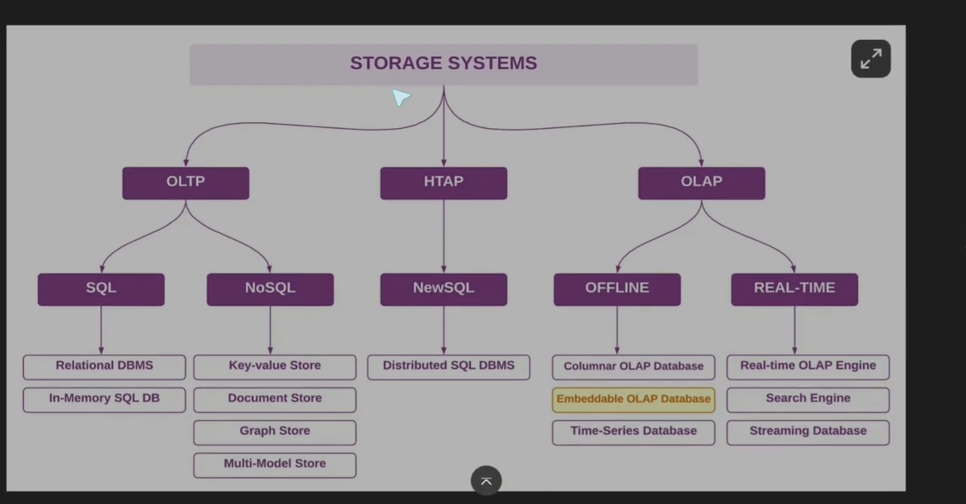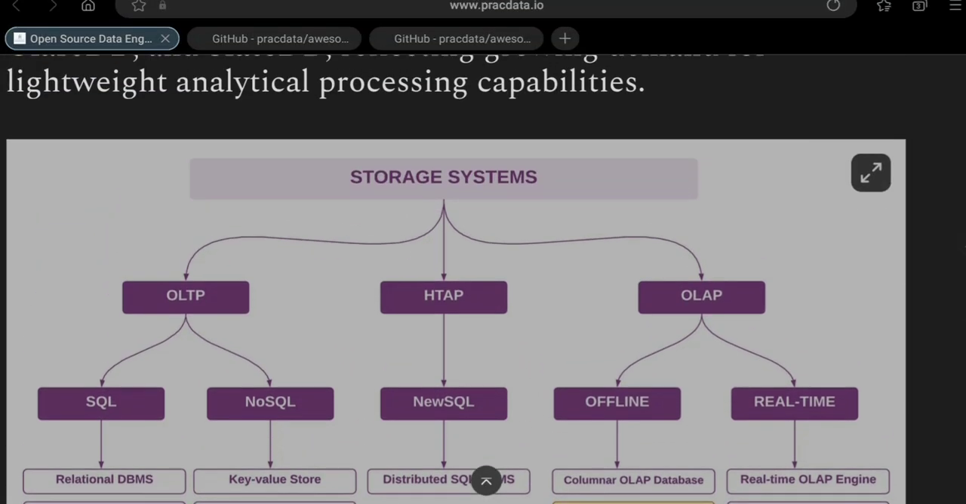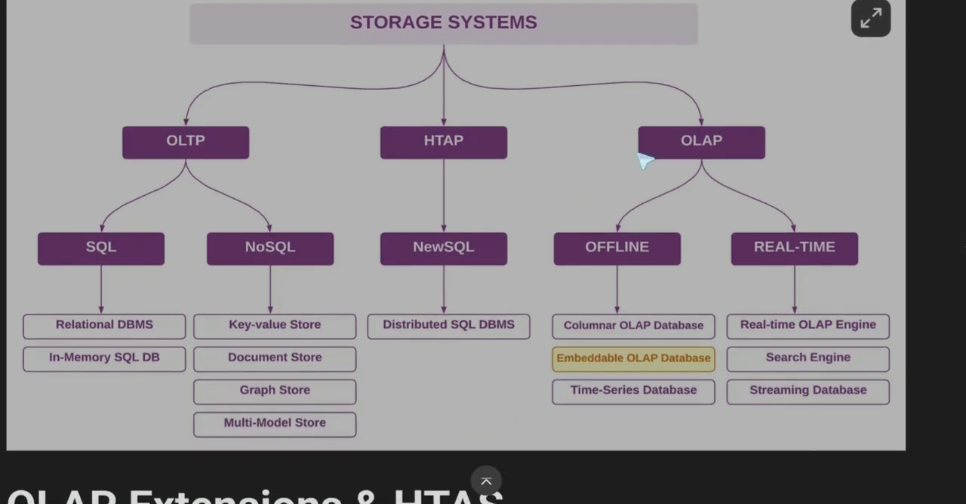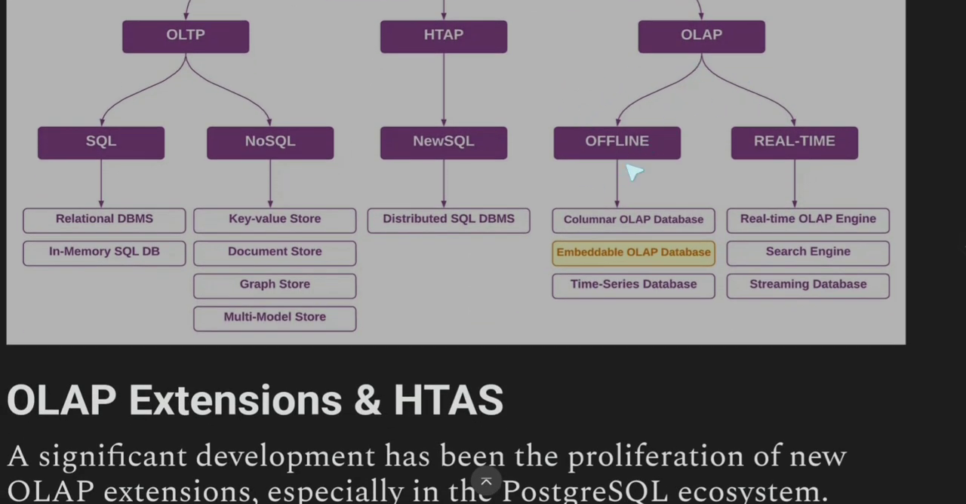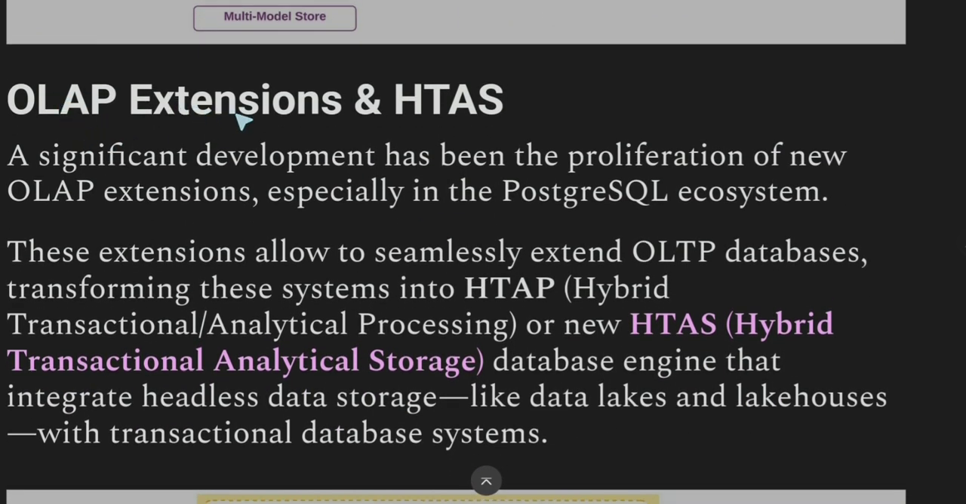Lightweight analytical storage systems. OLTP, we have NoSQL and SQL, relational databases, KV, document, graph, multimodal, and OLAP, offline, real-time, embeddable OLAP databases. Embeddable, I guess, I think. OLAP extensions, HTAS. What is HTAS? Hybrid transactional analytical storage. So it's hybrid. It's both transactional like OLTP and also analytical like OLAP.